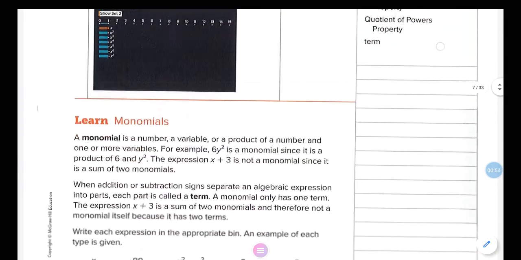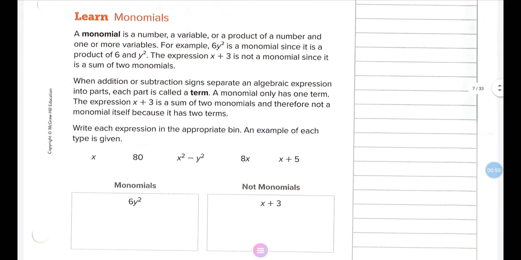Let's scroll up. A monomial is a number. Highlight. Remember, if I'm highlighting, you're highlighting. If I'm writing a note down, you're writing a note down. It is a number, a variable, or a product, that means times, of a number and one or more variables.